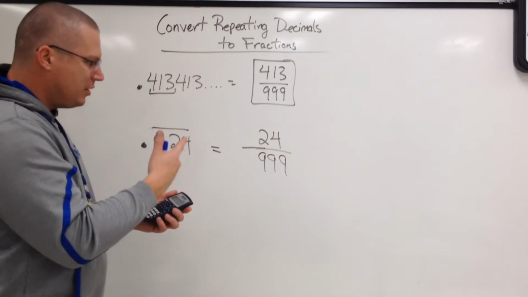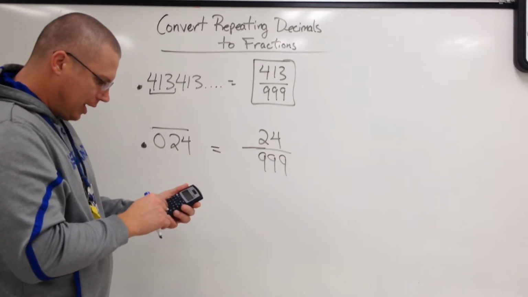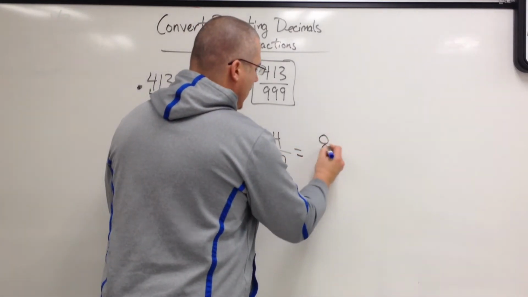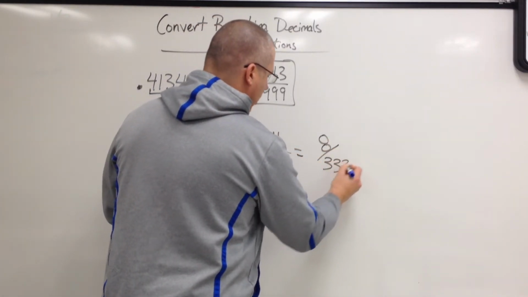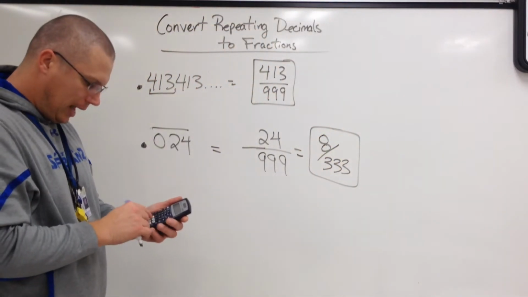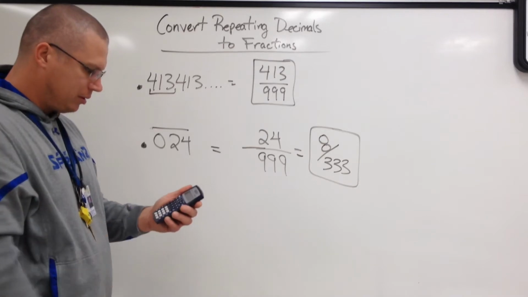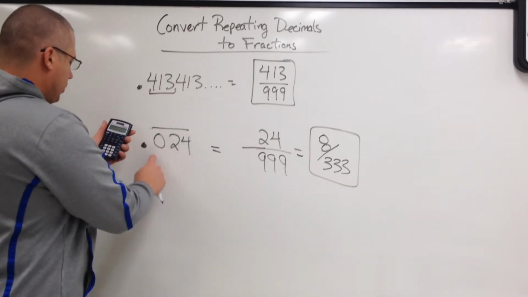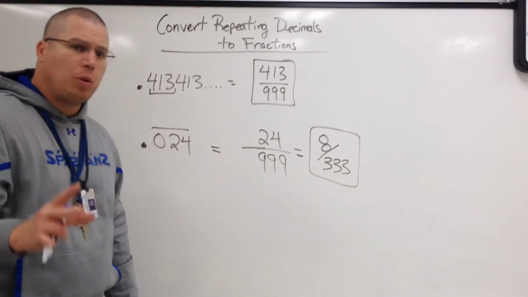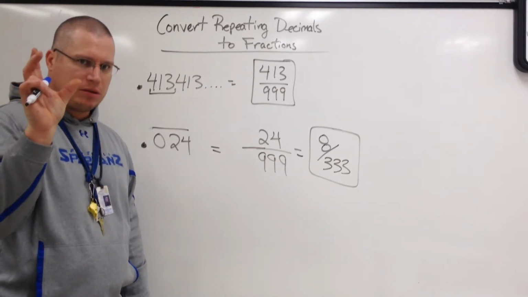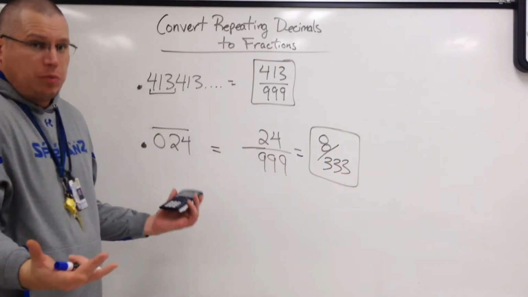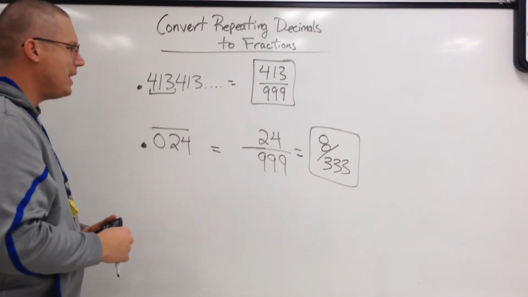So, is this reduced? 24 fraction 999. No, it's not reduced. I can reduce further, which is 8/333. That is your reduced fraction. Double check. 8 divided by 333 equals 0.024024024024. So again, this is the short way to take a repeating decimal, put it over 9s, and that's what your fraction is. An easy way to get an equal fraction.